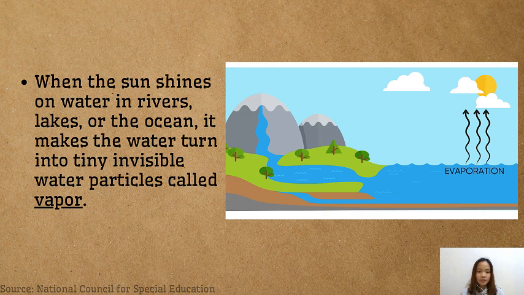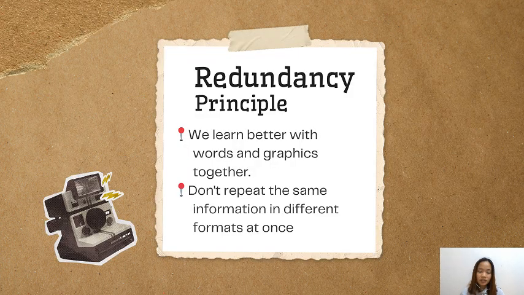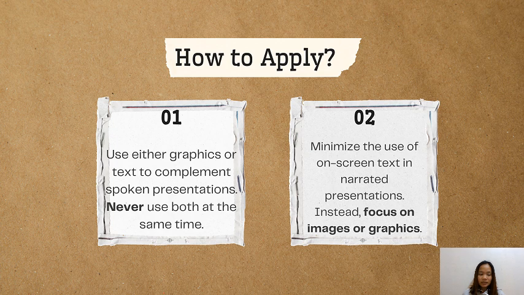So next would be the redundancy principle. It says here, we learn better with words and graphics together. Don't repeat the same information in different formats at once. So very connected to the previous principles, no? You become on point with the previous principles, but here in the redundancy principle, it became really very strict with how they emphasize that you should not repeat two elements at once.